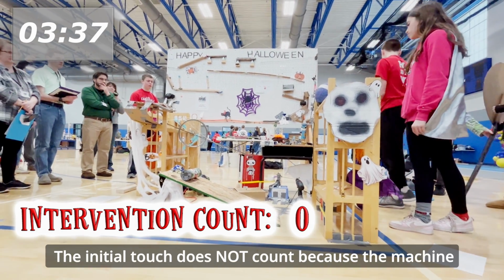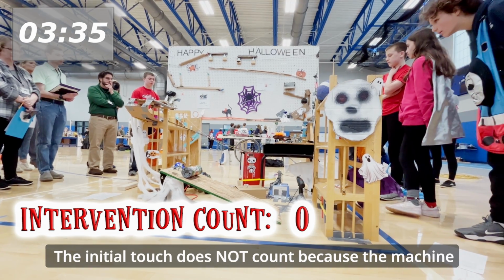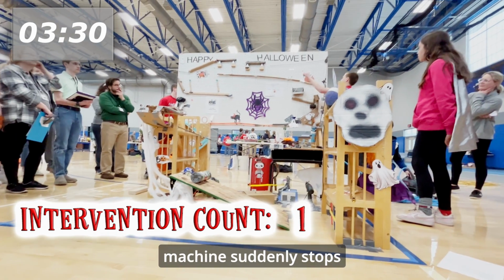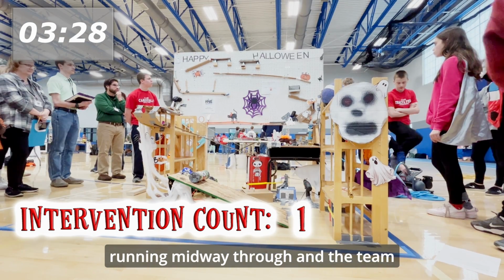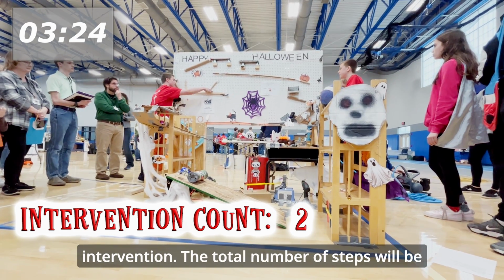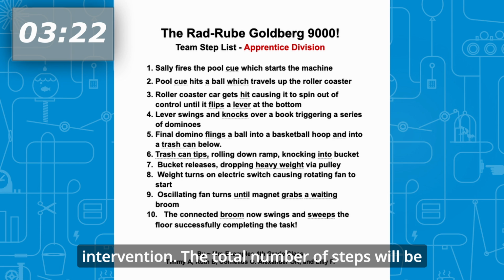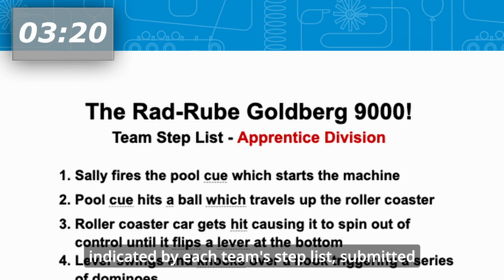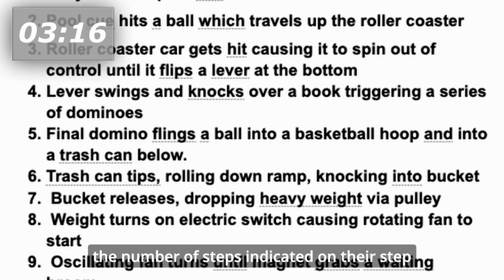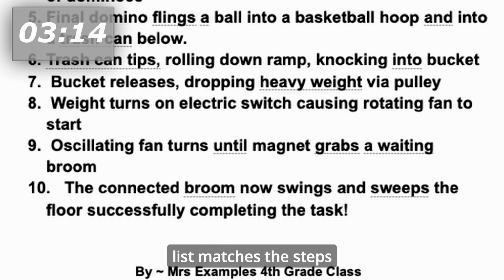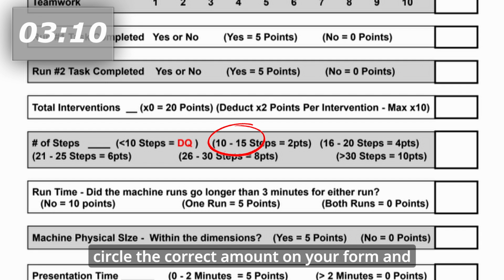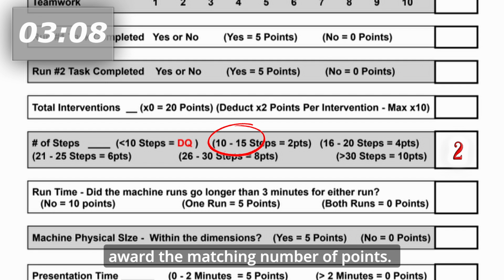The initial touch doesn't count, because the machine has to be started somehow. But anytime a machine suddenly stops running midway through and the team must touch it for it to continue is considered an intervention. The total number of steps will be indicated by each team's step list, submitted to the contest coordinator ahead of time. Confirm that the number of steps indicated on their step list matches the steps visible in their machine, then circle the correct amount on your form and award the matching number of points.